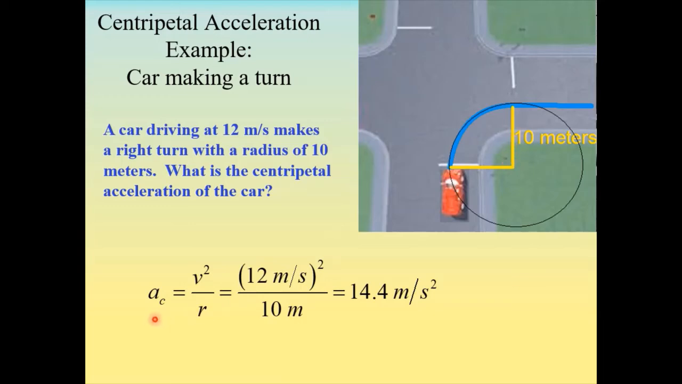So the centripetal acceleration of the car, remember, is v squared over r. So v is 12, and remember again to square that, and we divide by the radius of the turn, which is 10 meters that was given. So 12 times 12 is 144, divided by 10 is 14.4 meters per second squared.